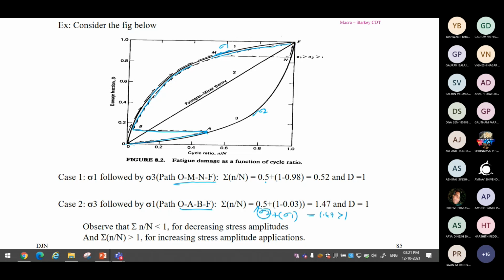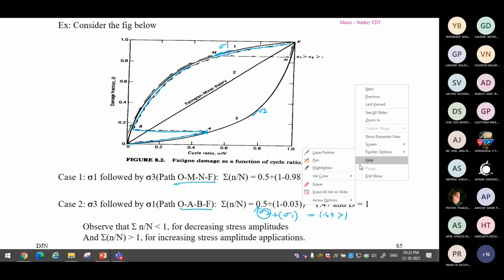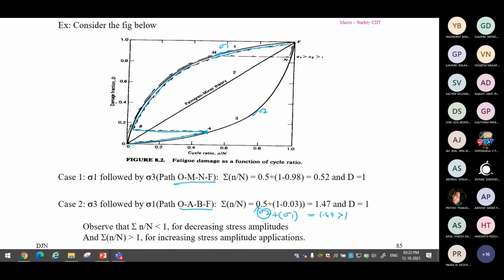Okay. If we follow the other path, let me change the color. If we follow the other path, we have applied sigma 1 first up to this extent, and then we have applied sigma 2. Then what is the damage? You can make a note and compare these two values. Just by changing the sequence of the load, we are finding a difference in the damage.